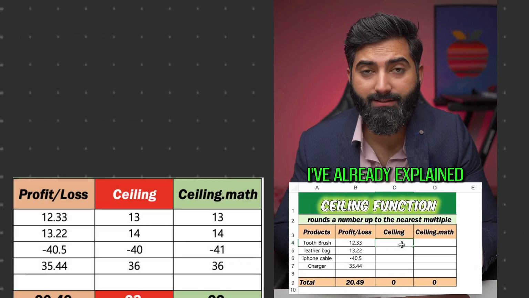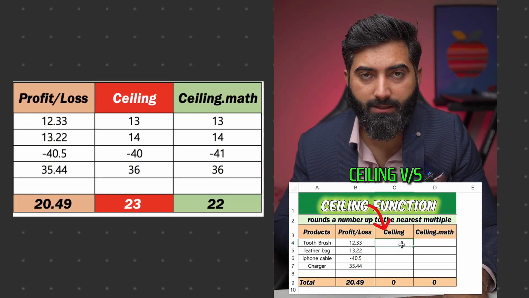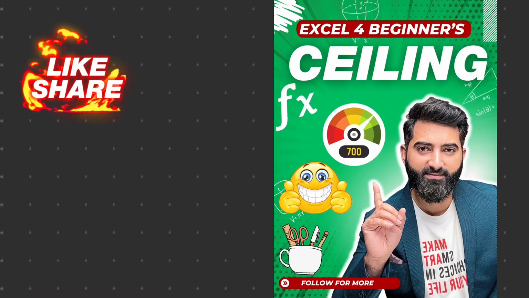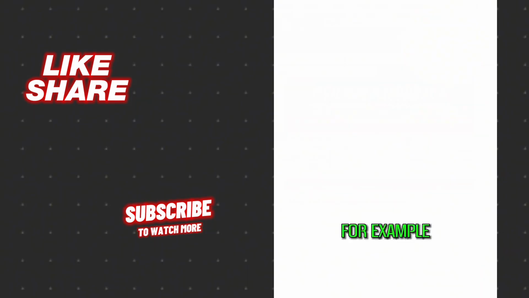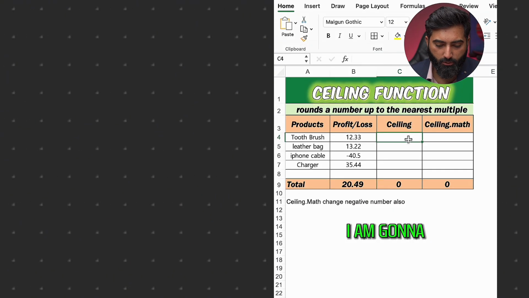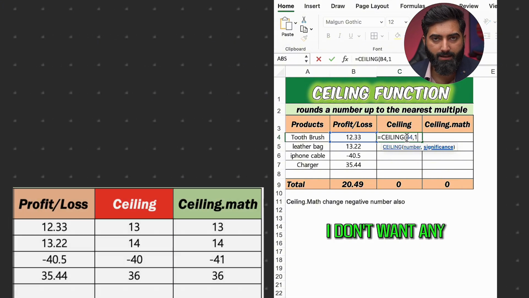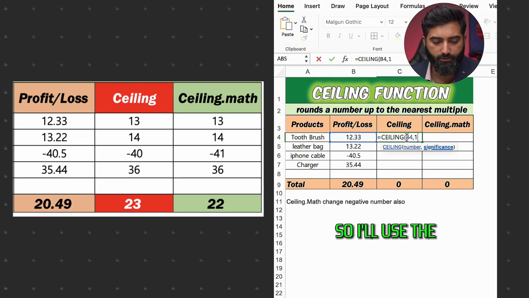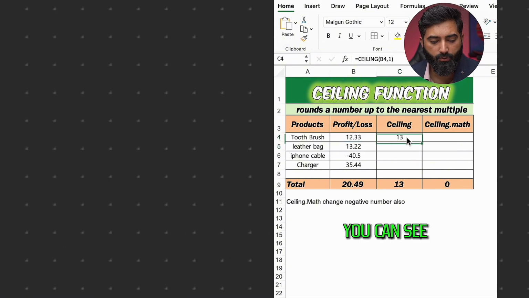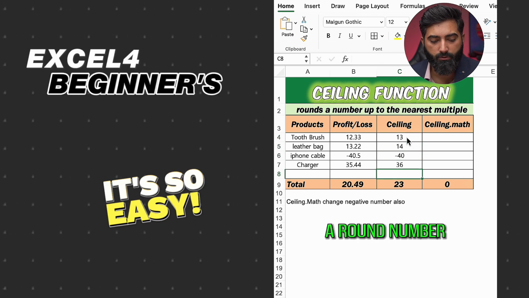I have already explained the CEILING function, but in this video, I'll explain CEILING versus CEILING.MATH. The CEILING function is used to round a decimal to the nearest number. For example, this is 12.33. I am going to round this number up to the next whole number, let's say 1. I don't want any decimal point, I want a round number. So I'll use the CEILING function. You can see it is converted into a round number.